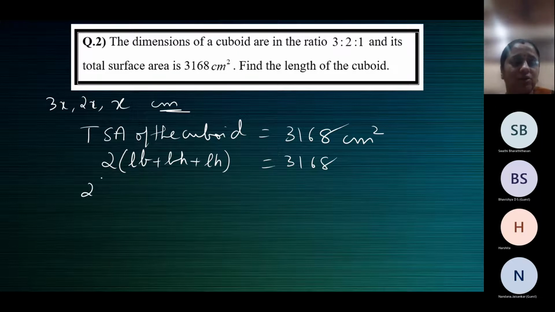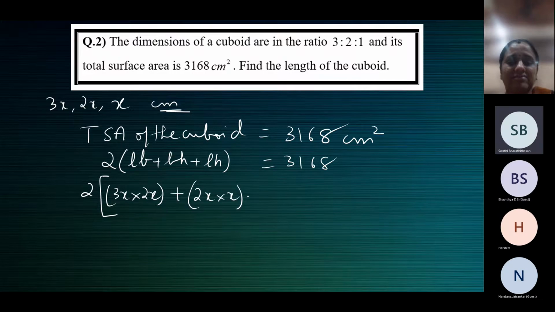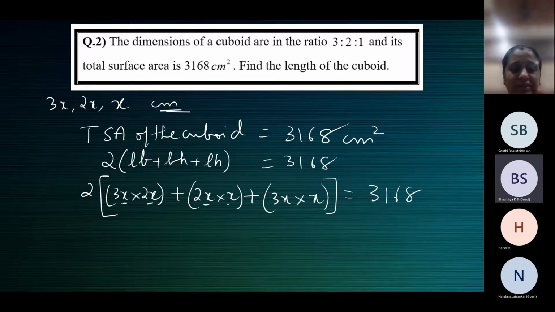Now, next, 2 into, what is L into B, children? 3x into 2x. Plus, what is BH? 2x into x. Plus, what is LH? 3x into x, is equal to 3168. Now we need to write this very carefully. See here, this is L into B plus B into H plus L into H is equal to 3168.